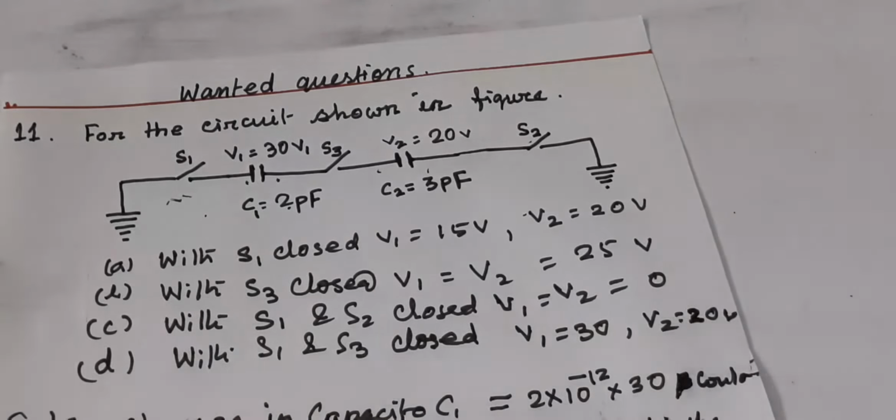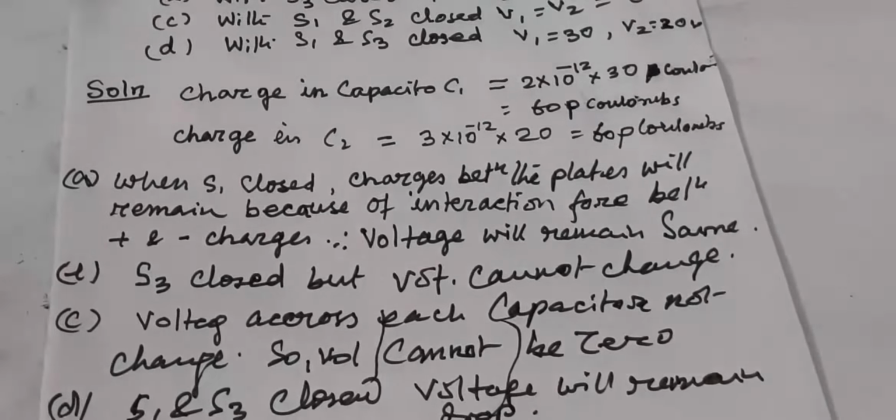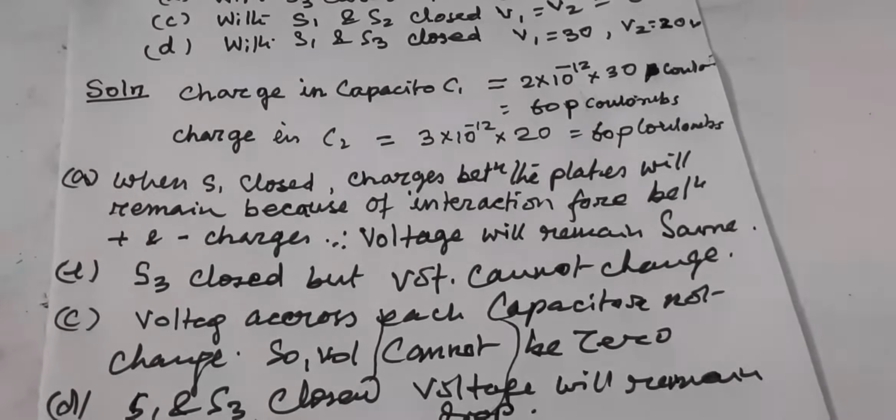But if the question asks that all 3 are connected, then this arrangement may be a parallel combination, or it may be a series combination, by seeing the charge distribution among the capacitors. That will decide whether it will be series or parallel. In many problems we have solved in earlier videos, that becomes parallel under a certain condition. Now for this problem, D will be the answer.